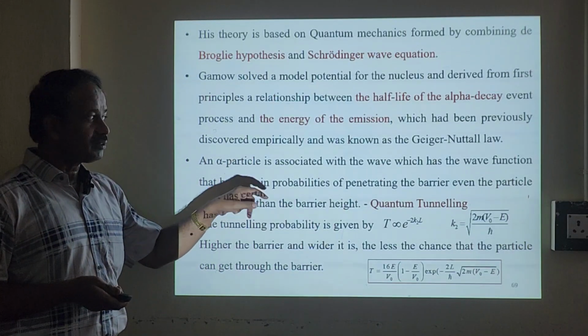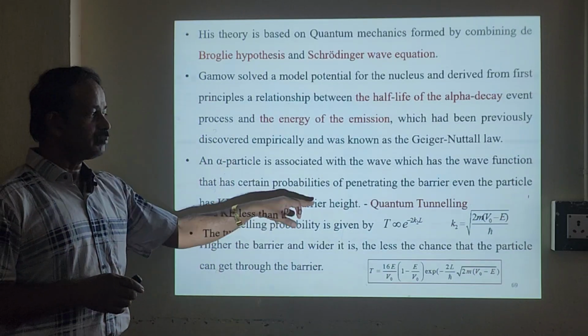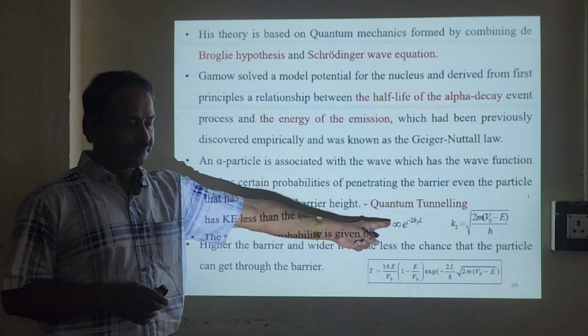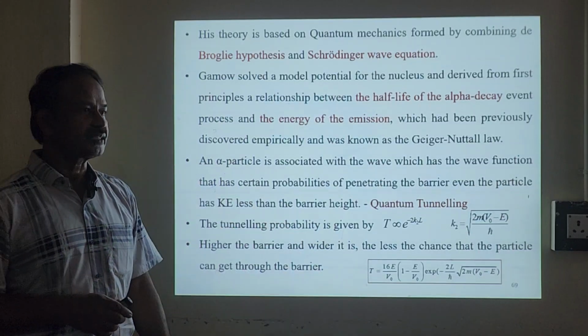Okay, so an alpha particle is associated with a wave which has a wave function that has certain probabilities of penetrating into the barrier, even if the particle has kinetic energy less than the barrier height. This is called quantum tunneling. And the tunneling probability is given by the expression we studied under the tunneling property in the last class.